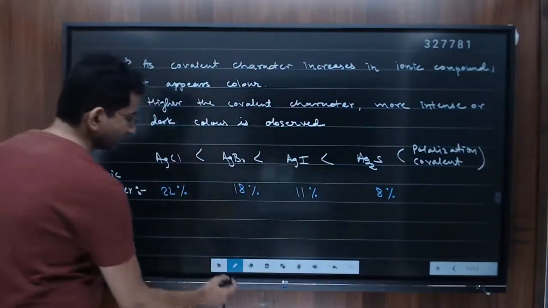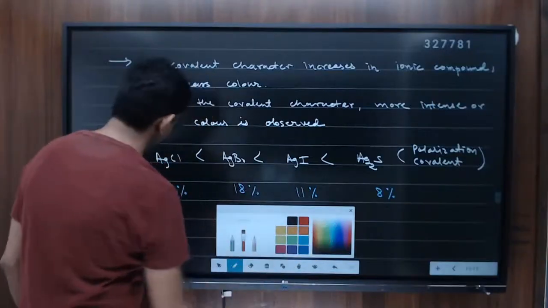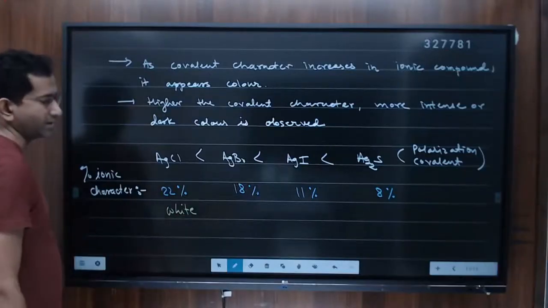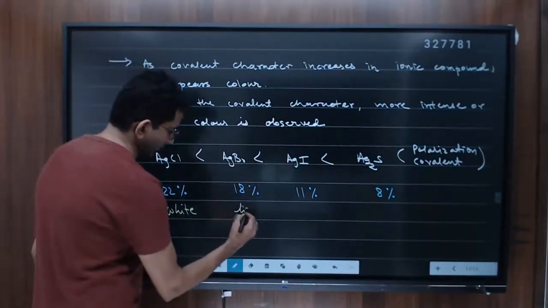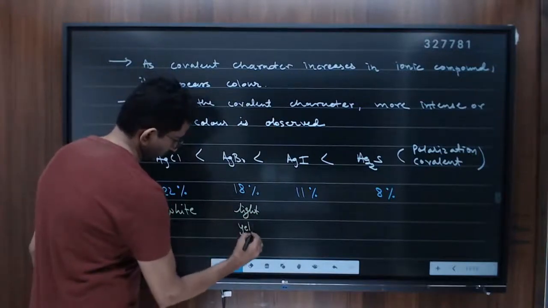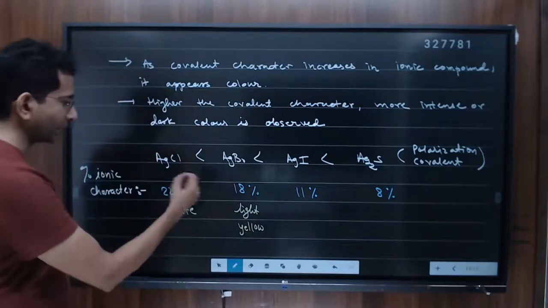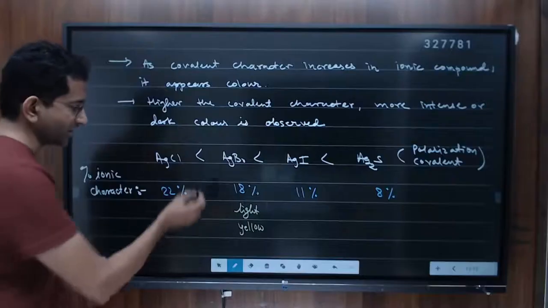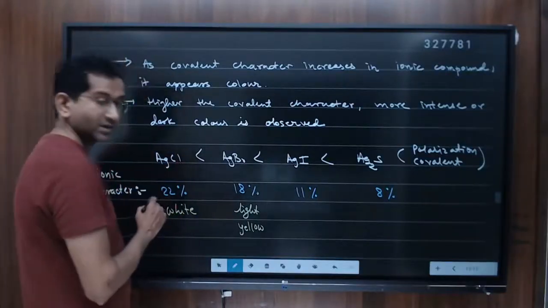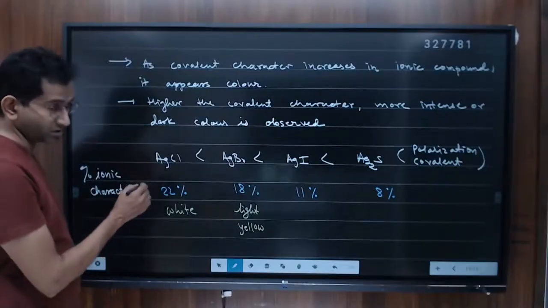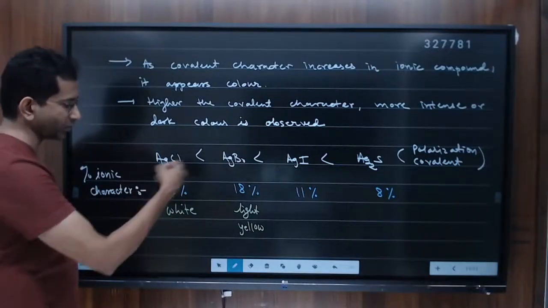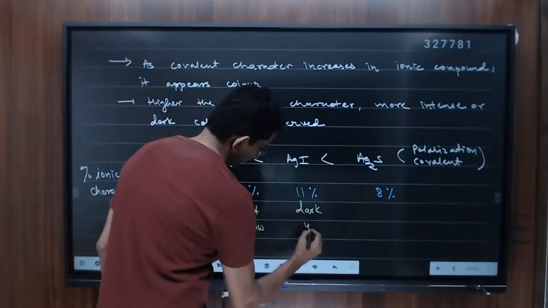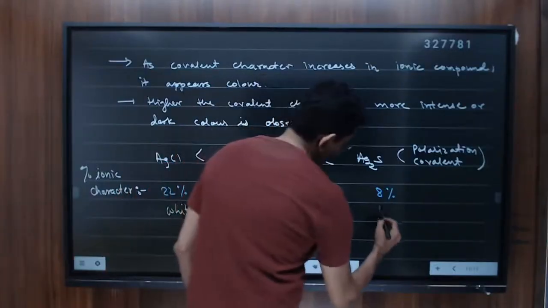Now look at the color they have developed. AgCl is white. AgBr is light yellow. See, ionic character has decreased, which means covalent character has increased, so this has become light yellow. AgI is also highly covalent, but as compared to the others it is still somewhat ionic. This is dark yellow, and Ag2S is black.